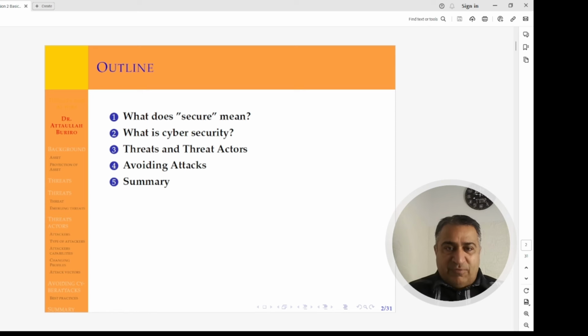Okay, so first we will start by defining what we mean by secure, and then we will be delving into the basics of cybersecurity. Next, we will be talking about threats and threat actors that could actually try to hack our systems and our networks, and we will talk about some measures that could be taken to avoid these attacks, and we will conclude with the summary and the way forward for this presentation.